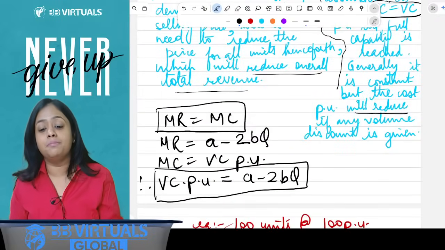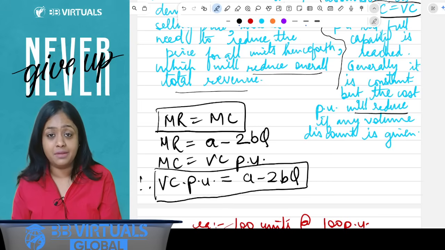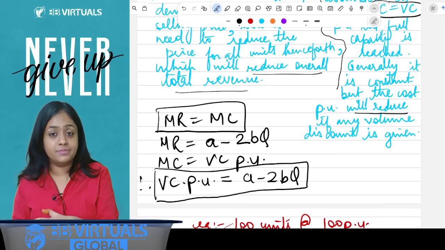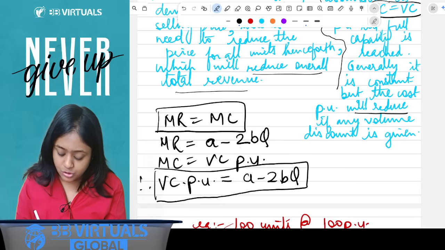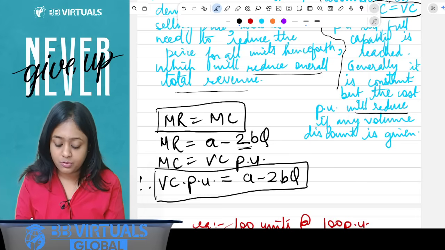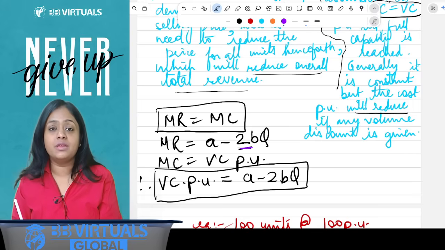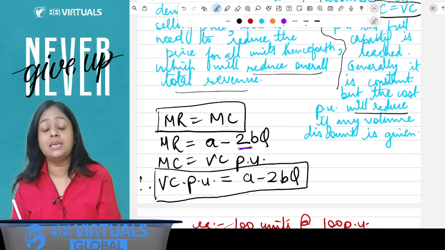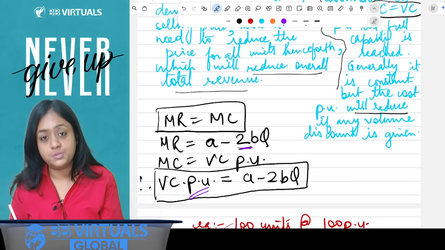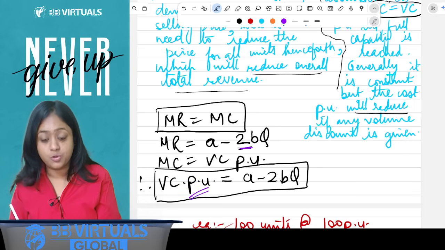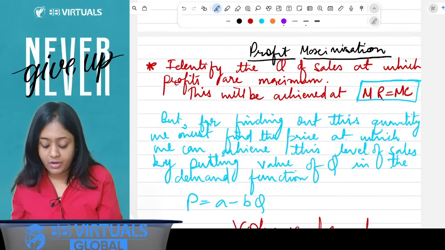For you to remember in the exam is this equation at which your price and profits are maximized, which is MR equal to MC. MR is from the same demand equation, but here we will use 2BQ, so you will use the term 2. And MC is simply variable cost per unit. So when I say MR equals MC, it simply means you're equating variable cost per unit with A minus 2BQ.